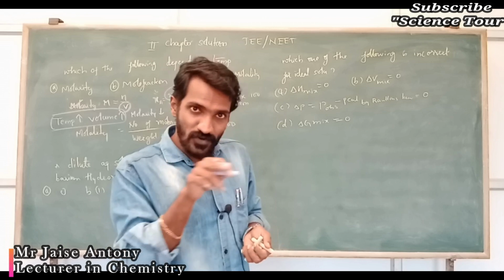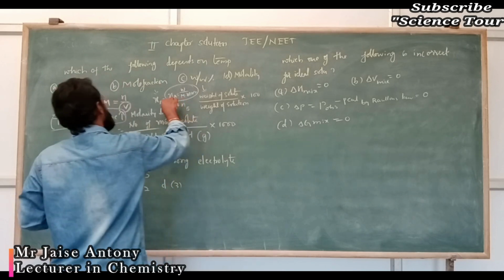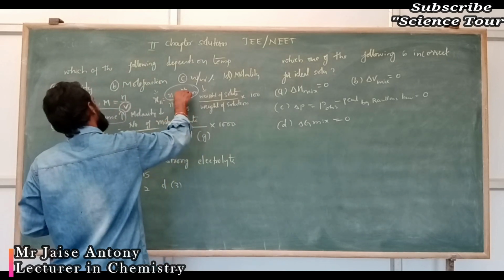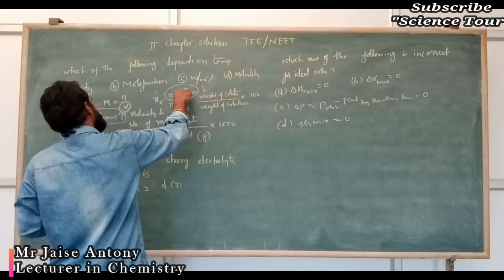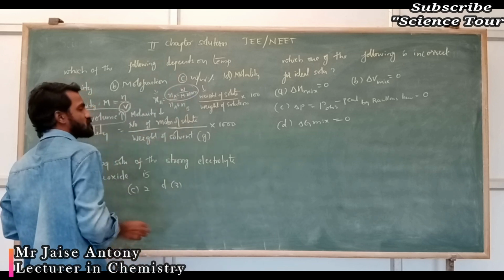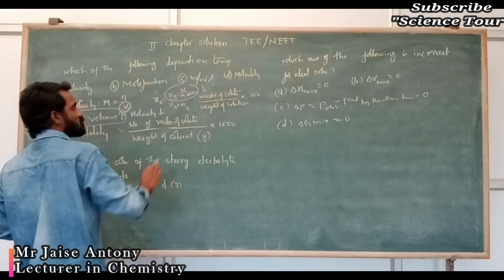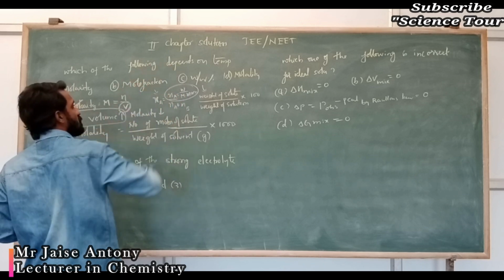That point you have to note down. In this there is no volume factor. Na means number of moles of A, that is nothing but given mass divided by molar mass, Wa divided by molar mass of A. So in this formula there is no volume factor, so it does not depend on temperature.